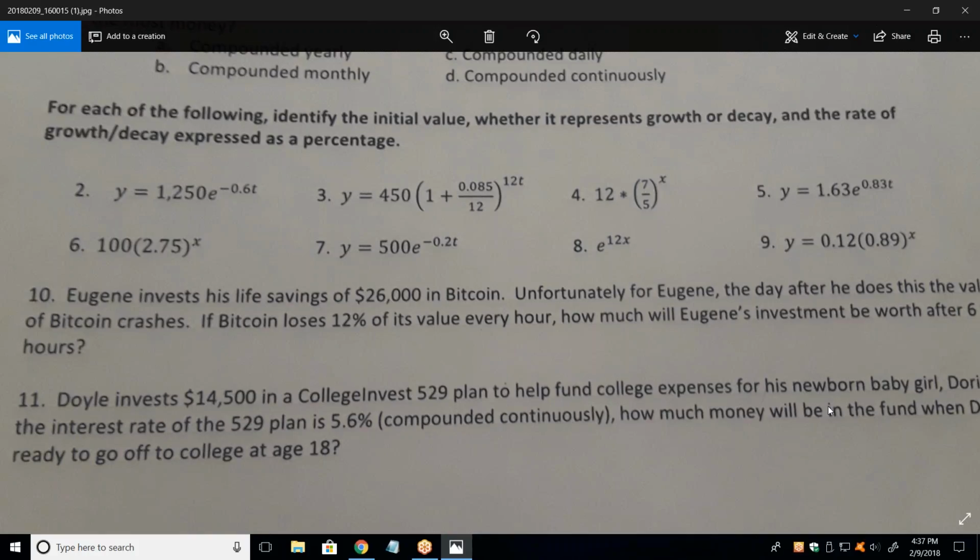Okay. Number 7. Growth or decay? Decay. Rate of decay? By 20%. Okay, number 8. Growth or decay?